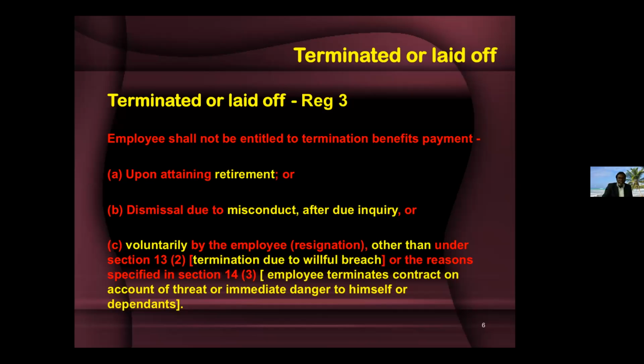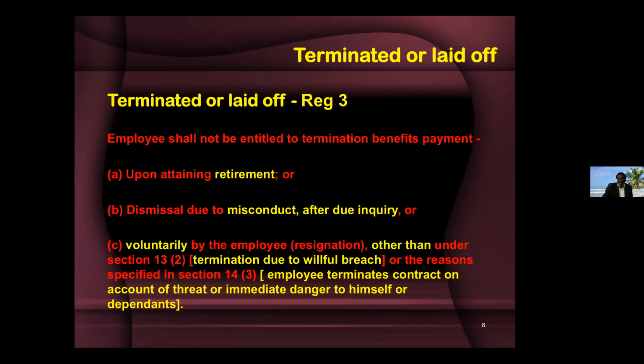Secondly, it's also mentioned, shall not be entitled to termination benefits other than the reasons stipulated under Section 14(3). Section 14(3) is in relation to an employee who terminates his contract on account of threat or imminent danger to himself or dependents. We usually don't refer to these clauses very much because most of the time we find ourselves dealing with cases that go before the industrial court rather than the Labour Department. But there are some cases that go to the Labour Department.